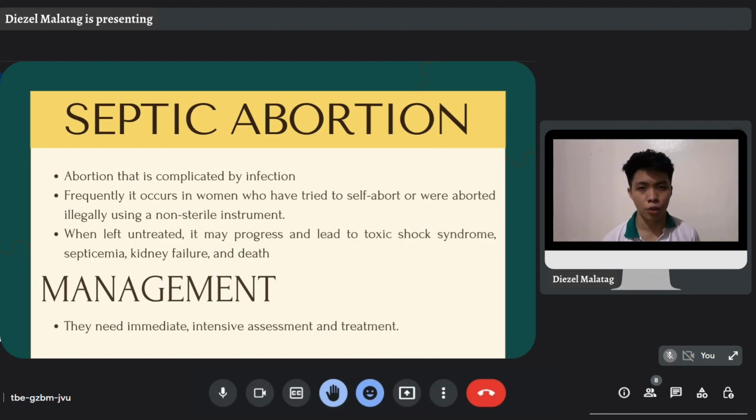Lastly, we have septic abortion. A septic abortion is an abortion that is complicated by infection. Frequently, it occurs in women who have tried to self-abort or were aborted illegally using a non-sterile instrument such as a knitting needle. When this is left untreated, it may progress and lead to toxic shock syndrome, septicemia, kidney failure, and worse, death. To manage this one, women with septic abortion need immediate, intensive assessment and treatment because it can be so severe that the woman needs to be admitted to an intensive care setting for continuing care.